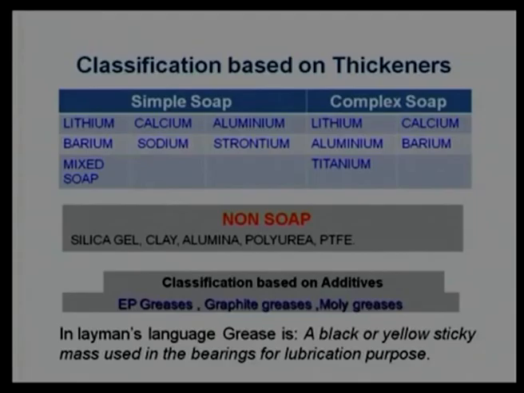And in layman's language, grease is more like a black or yellow sticky mass. That means it always has some sort of fatty acids which will stick to the surface. It is a sticky mass most commonly used for bearings. Talk about any rolling element bearing, by and large greases are used as a factory lubricant. So, that is why I say that in layman's language we can say there is some thick mass used for lubricating the bearings.